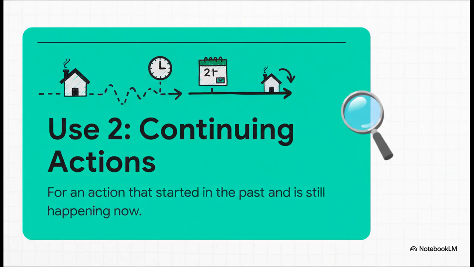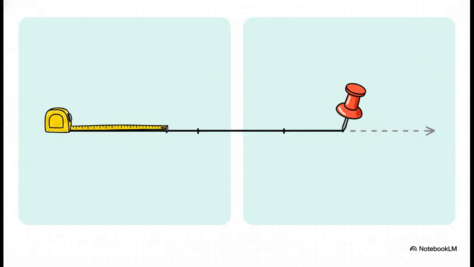Okay, our second destination is for continuing actions. This is perfect for something that started way back in the past, but is still true or still happening right this second. So if you say, they have lived here for 10 years, what does that mean? It means they moved in 10 years ago, and guess what? They still live here today. The action is continuing. Now, with these continuing actions, 2 little words pop up all the time, for and since.